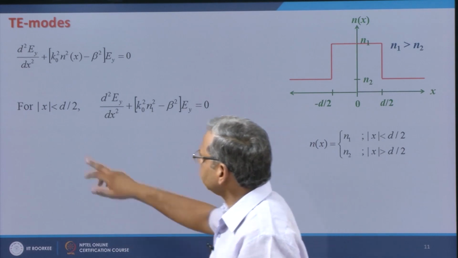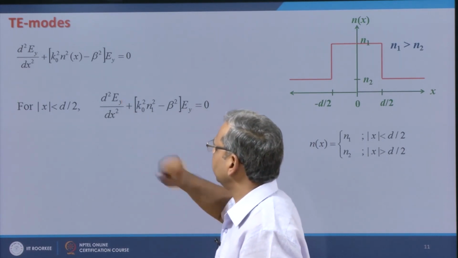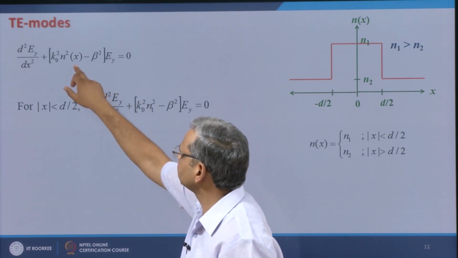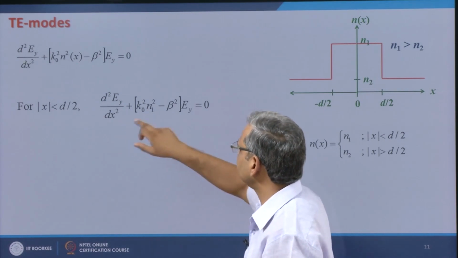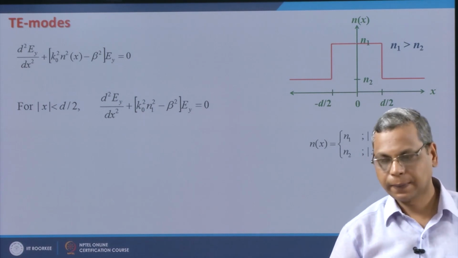So, for mod x less than d by 2, I write it down as d2 Ey over dx square plus k naught square n1 square, because n x is equal to n1 in this region, minus beta square times Ey is equal to 0.